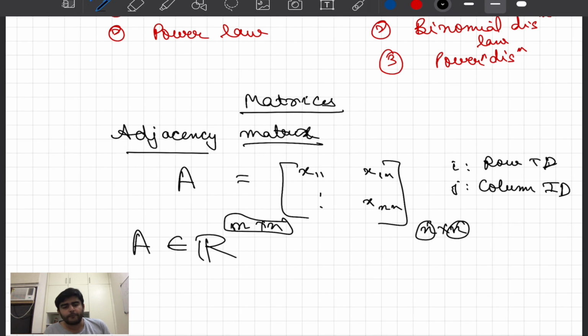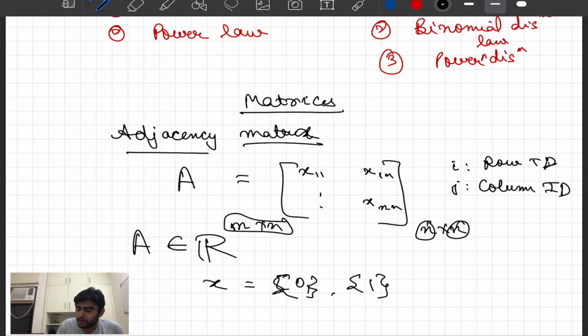And in case of networks, we will start our discussions with undirected, unweighted networks where x can only take discrete values of either 0 or 1. That means if there is no connection, the entry of this adjacency matrix would be 0, and 1 if there exists a connection between node j and node i. We will talk about the specifics when we introduce the adjacency matrix more formally.